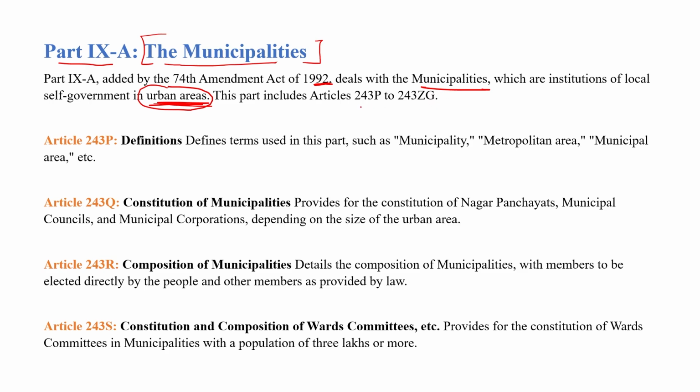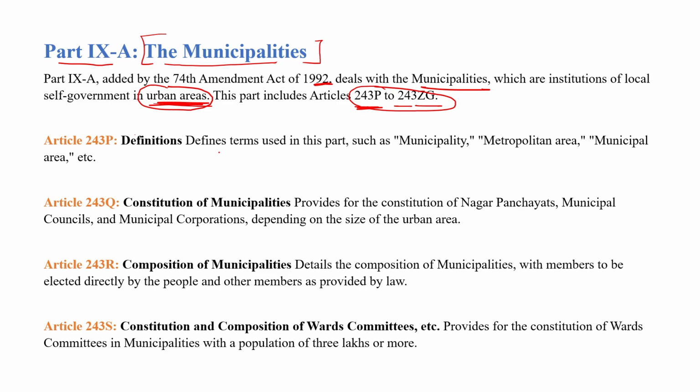The articles from 243 to 243O are in Part 9, and from 243P to 243ZG are in Part 9A, and these articles explain municipalities, as against the rural panchayat. As we all know, in rural areas as well as urban areas, we have a three-tier structure of the panchayat: the Nagar Panchayat, the municipal council, and the municipal corporation.